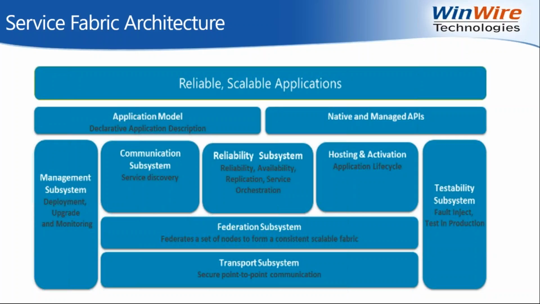The testability subsystem is basically a facility for developers, who can test their code using simulated faults, so that they test the code before they actually deploy in production. The application model and the APIs are built on top of these systems. We will look more closely at the application model in the subsequent slide, and we'll see how it is structured in Service Fabric.